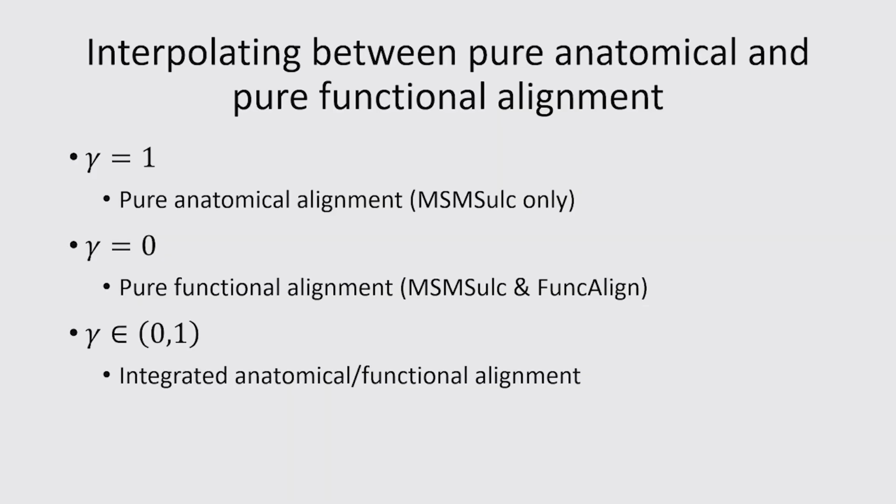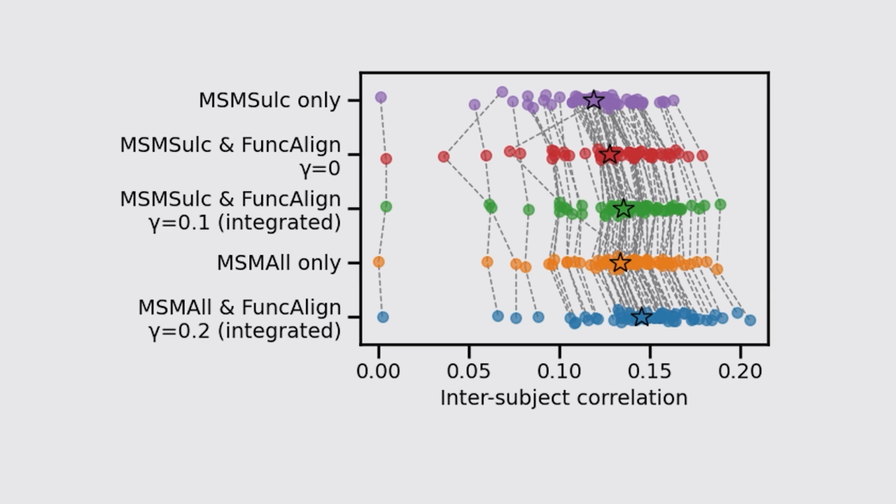We simply interpolated with a simple hyperparameter, which we called gamma. So if gamma is 0 or 1, that corresponds to pure anatomical or pure functional alignment. But if you have an intermediate gamma value, that's going to correspond to this new method that we called integrated alignment. We then tested whether integrated alignment would do any better than the other two methods that we've already got. And indeed, it did. This is a busy slide, so let me break it into two sections.